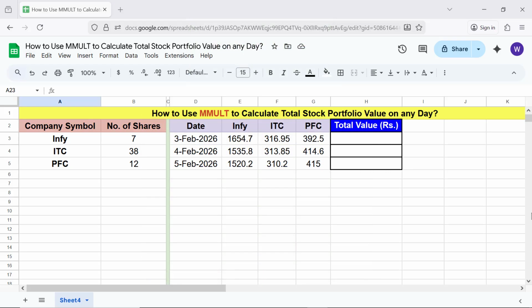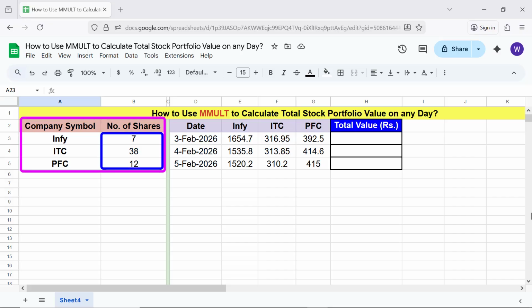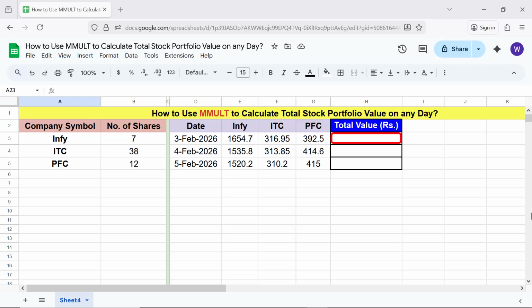As an example, consider this sample portfolio of stocks. Here are the number of shares held and their corresponding values on these dates. To calculate the total portfolio value on a particular day, use the MMULT function, which multiplies the share price of each company with the corresponding quantity and returns the sum of the product.